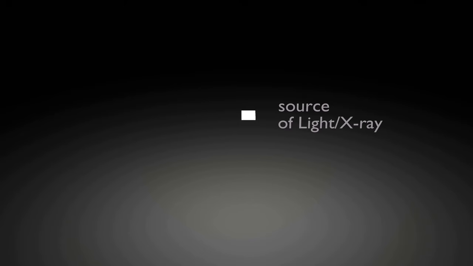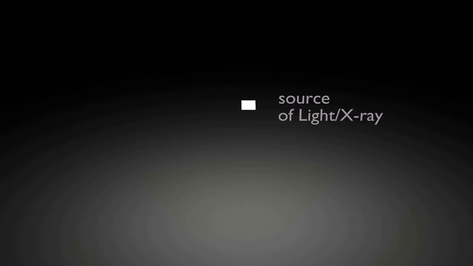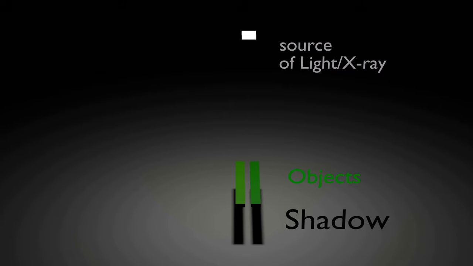Taking an X-ray is like having a light shadow on an X-ray film. Here we have a source of light, or X-ray focal spot, two objects and their shadows. We can visualize two distinct shadows for either object.